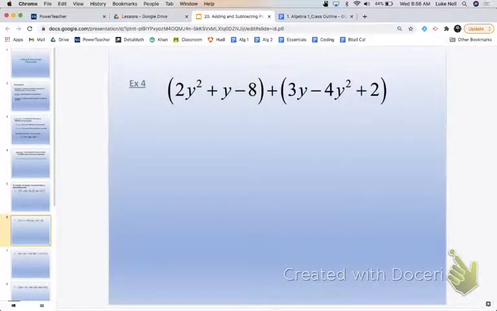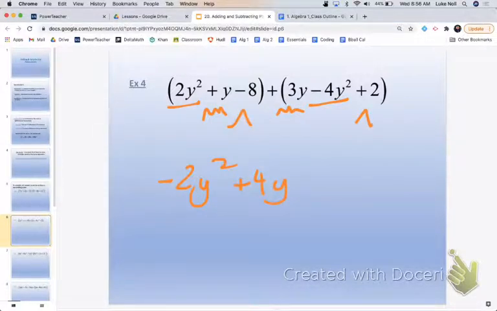Take 2y squared plus 8 plus y minus 8 plus 3y minus 4 y squared plus 2. I'll give you a minute or two and then we'll walk through it. All right, 2y squared plus negative 4y squared. Remember to always take the sign that's in front of it. I get negative 2y squared. Positive y plus 3y. 1y plus 3y is 4y. And negative 8 plus 2 is negative 6. No more like terms. There's combined.